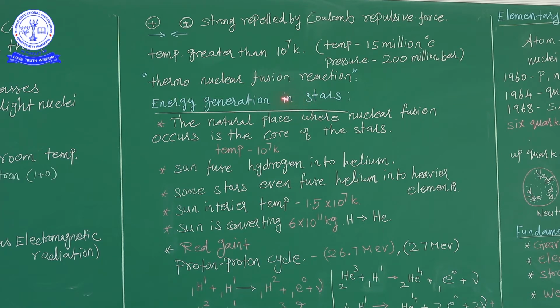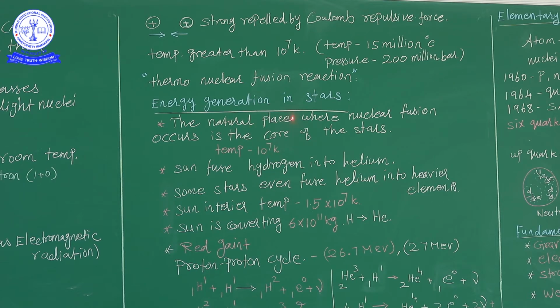So what is the energy generation in stars? The sun is one of the stars. You see the stars in the universe. So the nuclear fusion process does not occur in just any place. It occurs inside the star, in the core of the star, where the temperature is of the order of 10 to the power of 7 Kelvin.